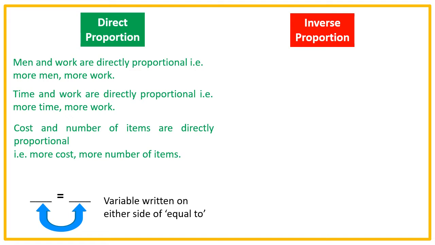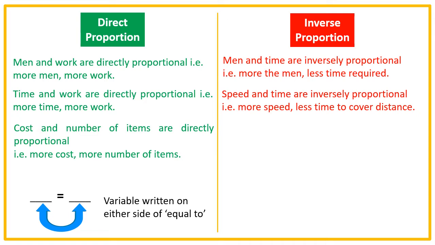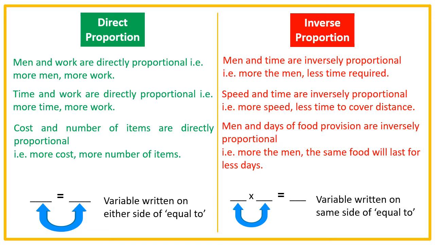Now, what examples can be quoted for inverse proportion? Men and time are inversely proportional. More the number of men, less time is required to finish the work. Speed and time are inversely proportional. More the speed of driving, less time is required to cover the distance. Men and days of food provision are inversely proportional. More the number of men, the same food will last for fewer days, or fewer the men, the same food will last for more days. So whenever the variables are in inverse proportion, they should be written on the same side of equal to.